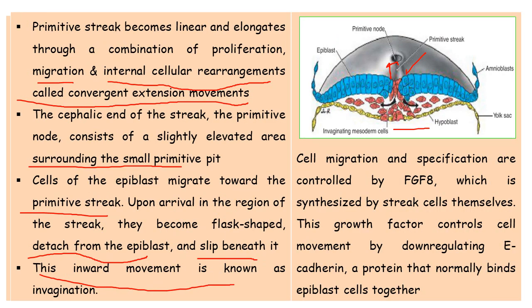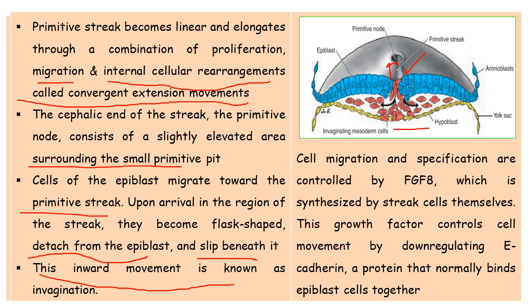So initially, this primitive streak is vaguely defined, but in the embryo of 15 to 16 days, it is clearly visible as a narrow groove with slightly bulging regions on either side. What will be on both sides? Bulging regions due to the aggregation of cells. So you can say condensation of cells, and in between these two bulging regions, there will appear a narrow groove.